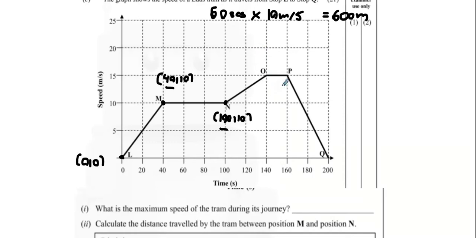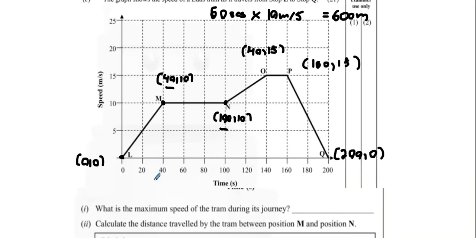Now this one, O is 140, 15, and P here is 160, 15, and then finally Q is after 200 seconds, our speed was reduced back down to 0, which means we stopped. Doesn't mean we went home, just means our speed is 0.